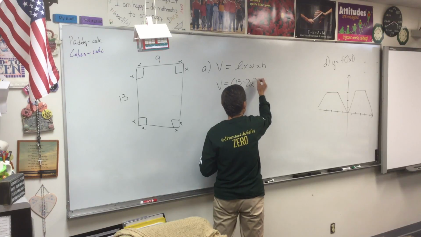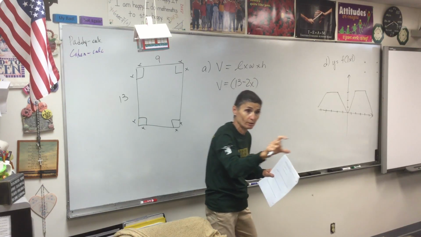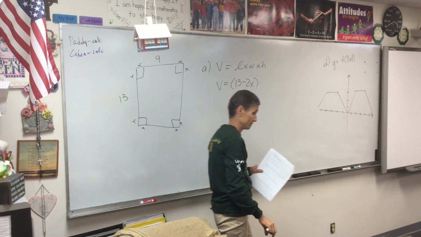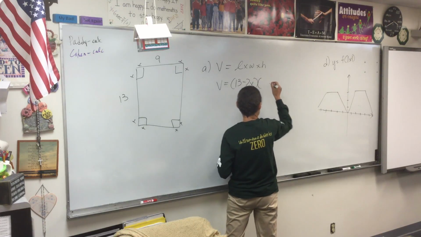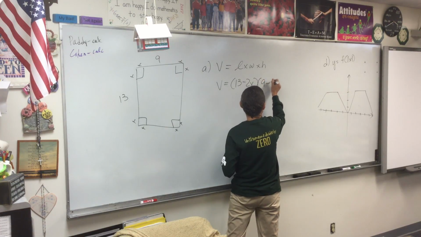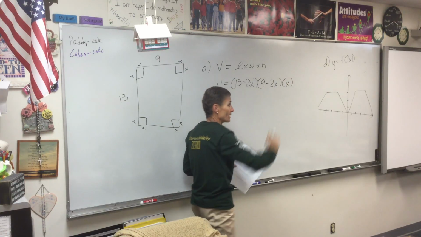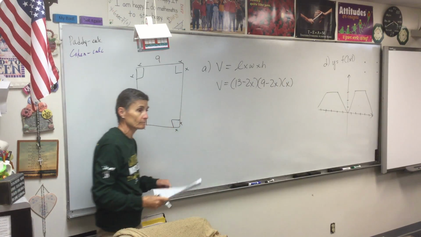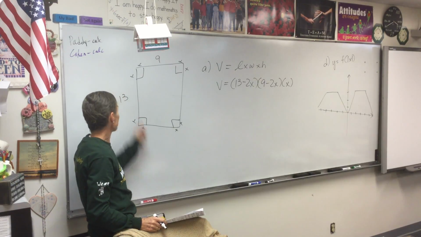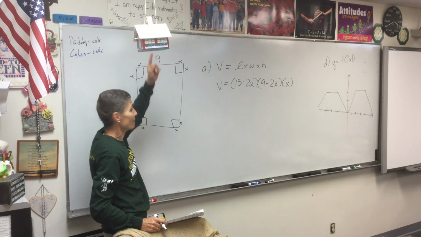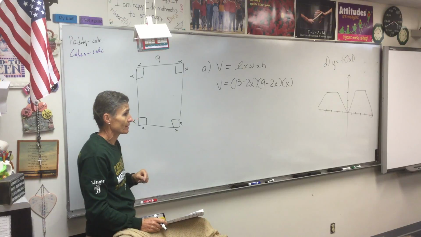Remember, you didn't add the corners on, you took them off. So 13 minus 2x then, 9 minus 2x then, x. There you go. There's your equation. It will always be this minus 2x, that minus 2x times x, every time.